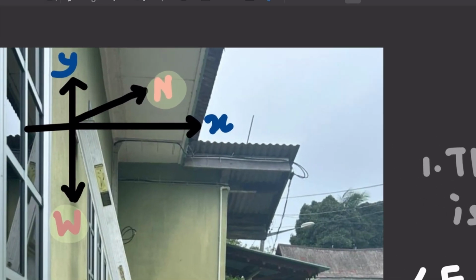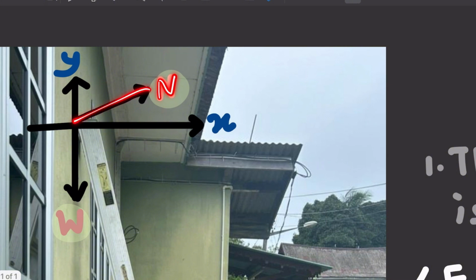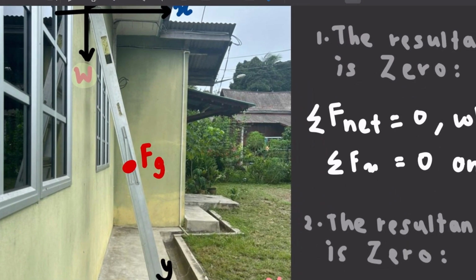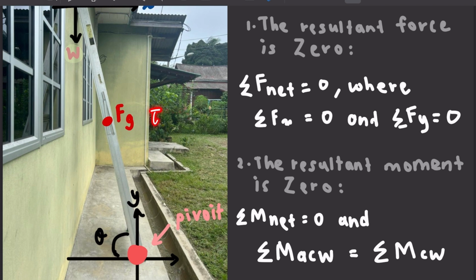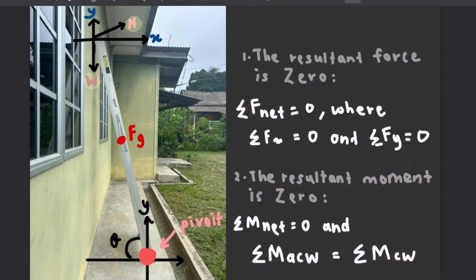At the top of the ladder, there is a normal force due to the wall. The gravitational force is acting at the center of the ladder. There are torques due to these forces. If the angle is large enough, the net torque and the net force are zero, and the ladder is in equilibrium.